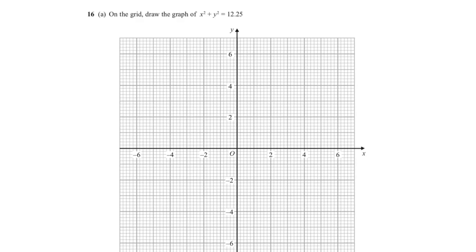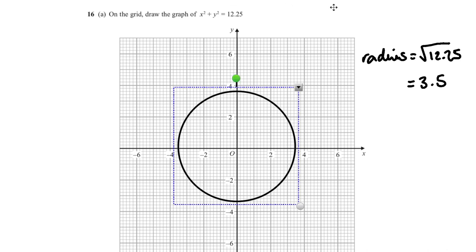16a. On the grid, draw the graph of x squared plus y squared equals 12.25. The first thing we need to do is find the radius. To find the radius, we're going to square root 12.25. So radius is equal to the square root of 12.25, which equals 3.5. Now we need to draw a circle that has a radius of 3.5. So my circle should look like this. Okay, and that's our final answer.